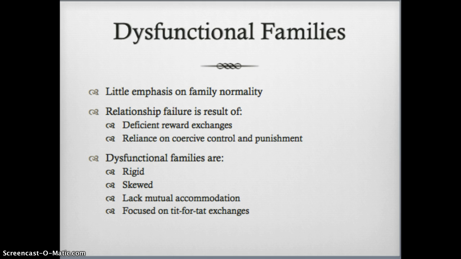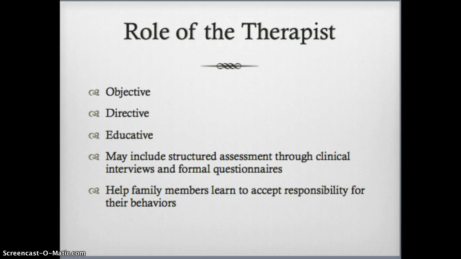That might look like mom trying to get a teenager to behave correctly by saying, I bought you some new clothes, so therefore you should be respectful to me. And that's kind of one of those tit for tat exchanges, and that's just not a very good approach. Doesn't work in the long term.